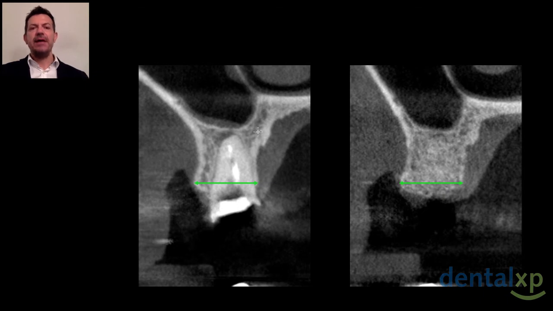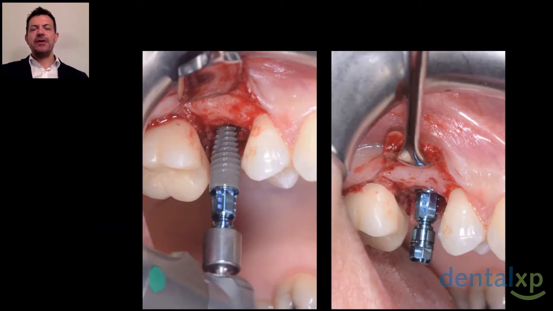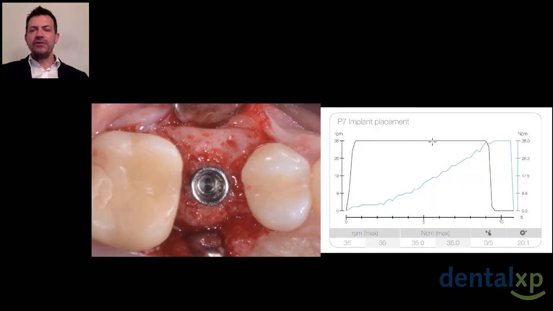With the ridge preservation, we can also avoid the pneumatization of the sinus. And so we maintain the original dimension of the ridge also in the vertical height. And so we can do the implant placement. This is a conical tapered implant, and we can also see here that we were able to reach very good primary stability, 35 Newton centimeters. And with this kind of primary stability, if we want, we can load the implant in 6 weeks.